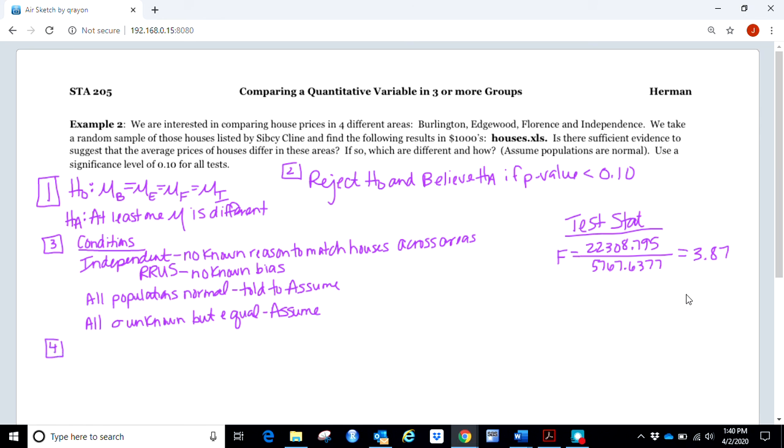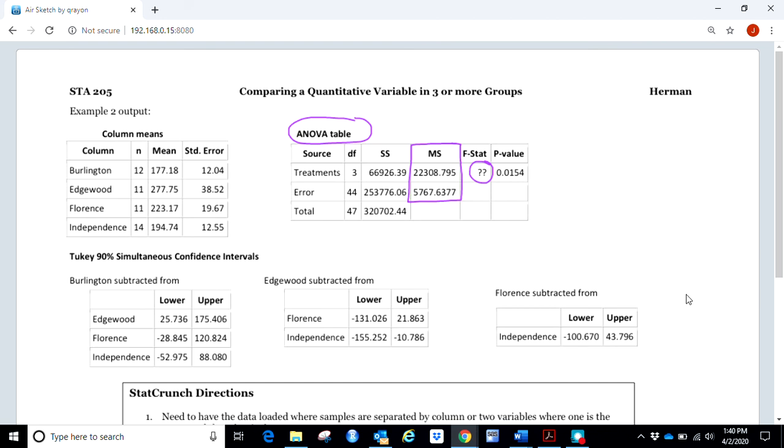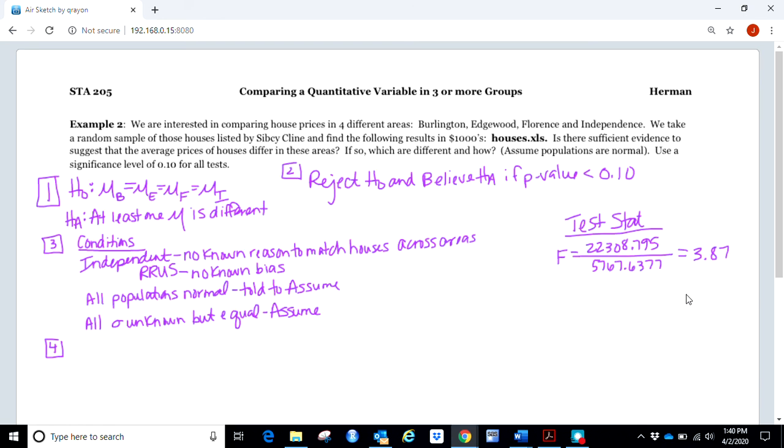So step 4 is to get our p-value, which is just going to come here from StatCrunch itself. And so there's my p-value of 0.0154. So going back up now to our step 2, is that p-value less than 0.1? Yes, because 0.01 is less than 0.1. So we will end up here rejecting the null hypothesis and believe in the alternative.